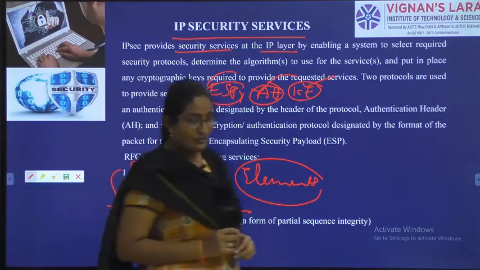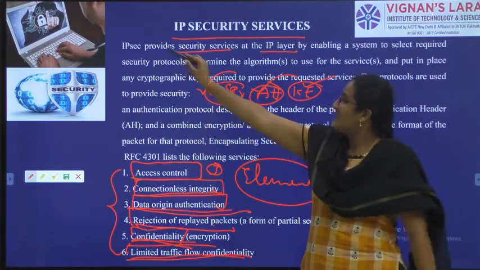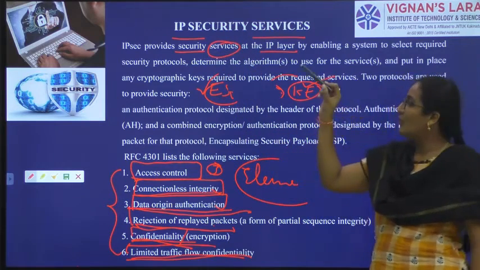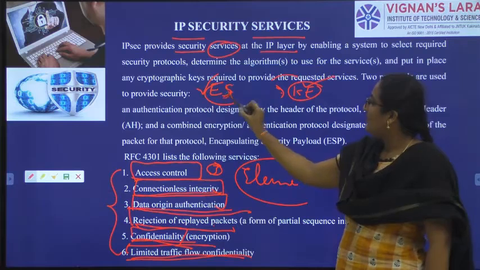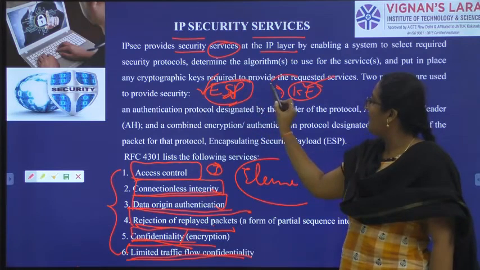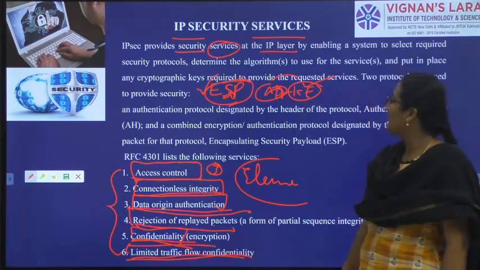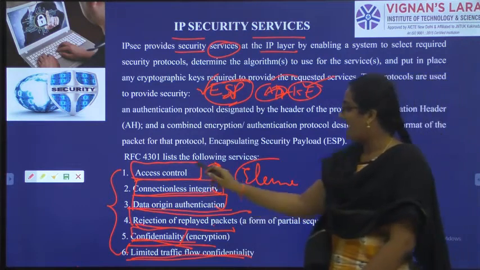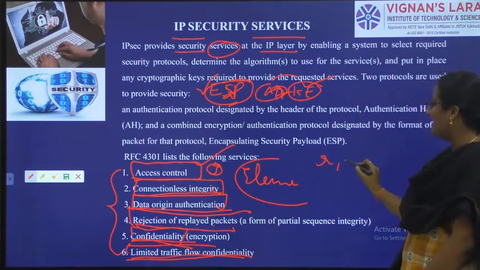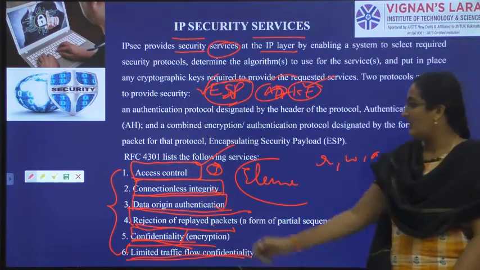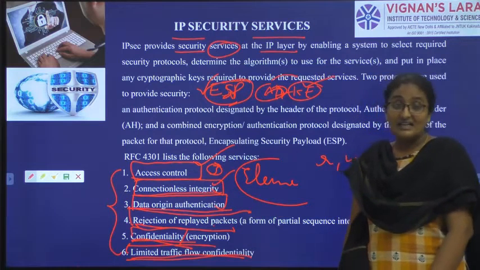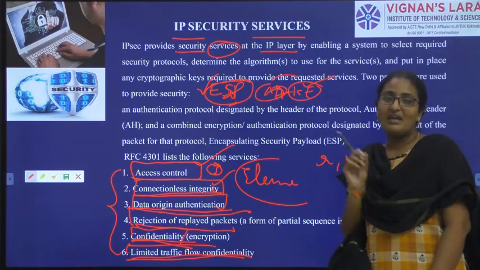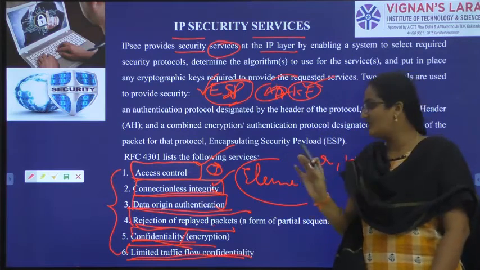So I wanted to tell you, see here, IP security will provide some services. It is going to provide those services with the help of three elements: authentication header, encapsulating security payload, and key exchange. Now, what services will it provide? Access control, nothing but giving read, write, append permissions to the user. Connectionless integrity. Integrity is nothing but making sure the content of the data is not changed.